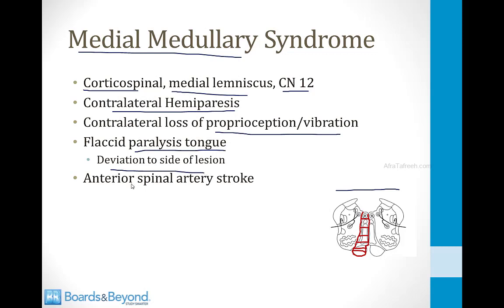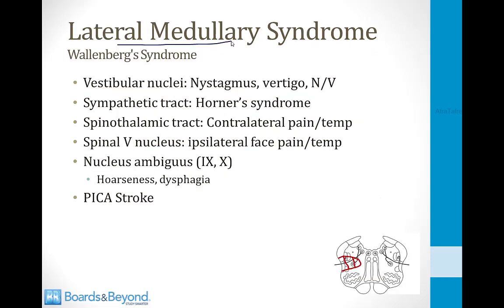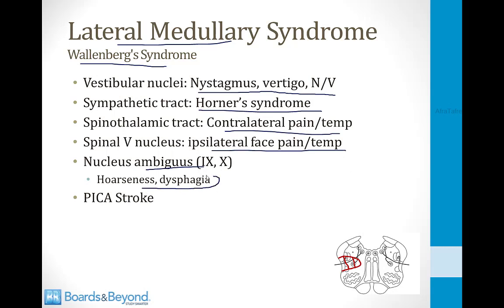And you can get this from a stroke in the anterior spinal artery. The anterior spinal artery runs right here and supplies this whole region. A lateral medullary syndrome is also called Wallenberg syndrome, and here you lose the vestibular nuclei, so you get nystagmus, vertigo, nausea, and vomiting. You also lose the sympathetic tract, so you can get a Horner syndrome. There's loss of the spinothalamic tract, so contralateral pain and temperature are gone. Spinal nucleus of cranial nerve 5 is lost, so you get ipsilateral facial pain and temperature loss. And then you also lose the nucleus ambiguus, so you get hoarseness and dysphagia.